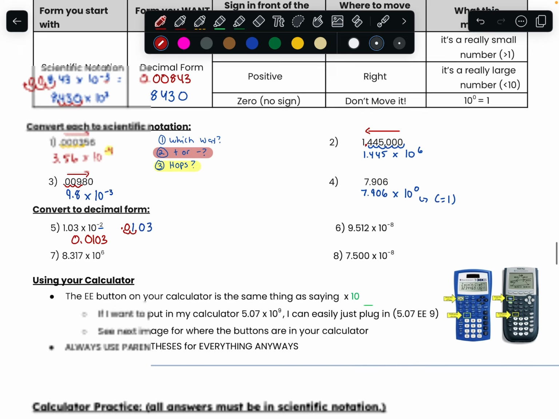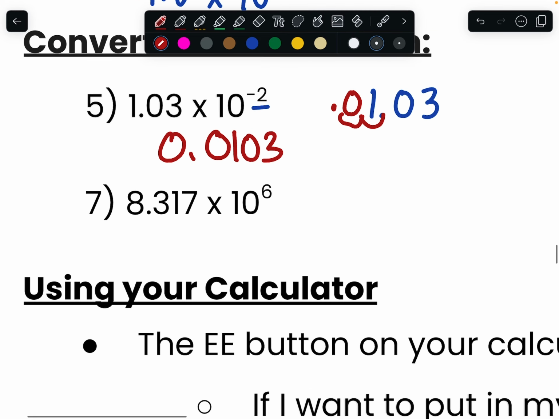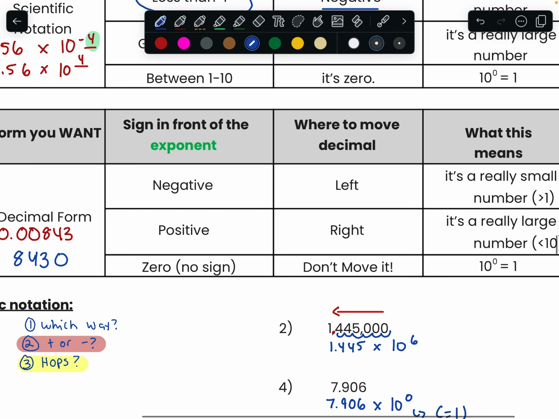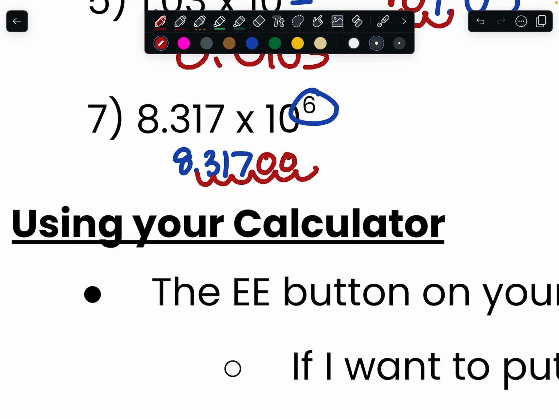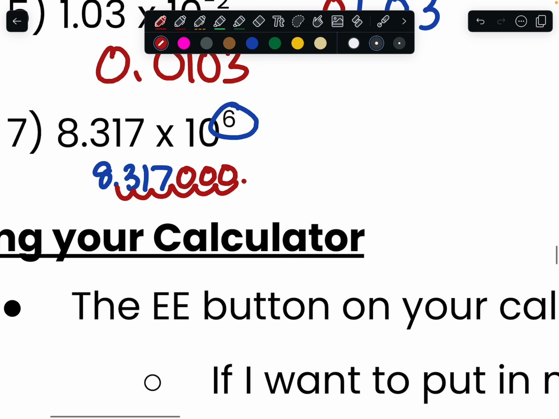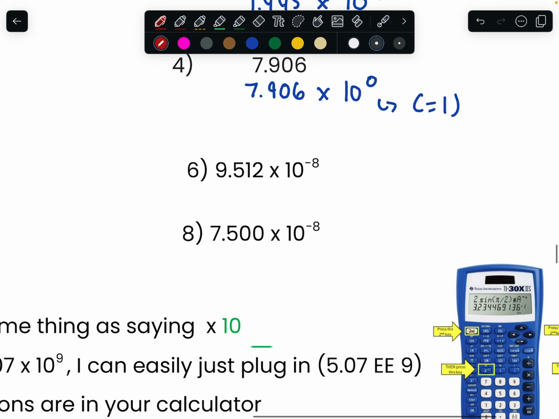Let's look at the next one. The next one is 8.317 times 10 to the 6th. For this one, I see a positive exponent. Positive exponent means we go to the right with our decimal. So 8.317, we're going to go 1, 2, 3, 4, 5, 6. 3 open cradles. Decimal after the last cradle. So this new number will be 8,317,000,000. All right, you go ahead and try.